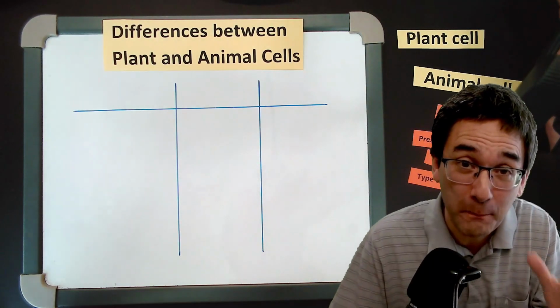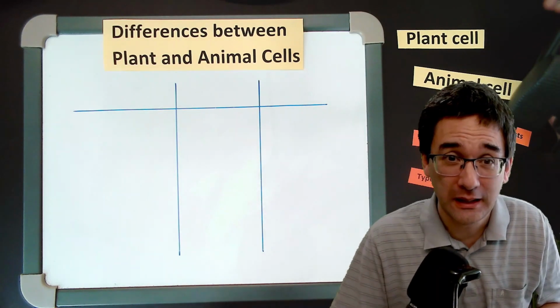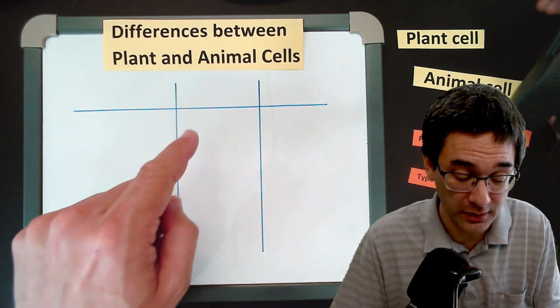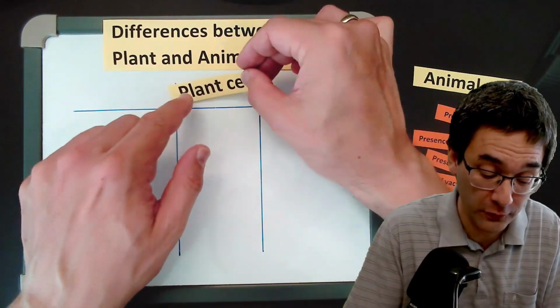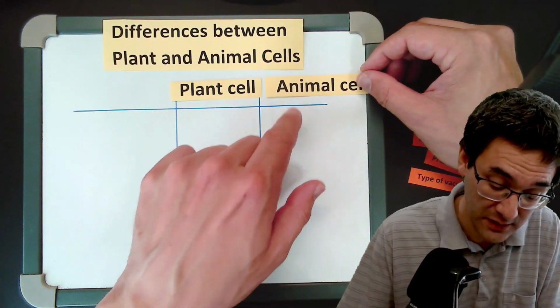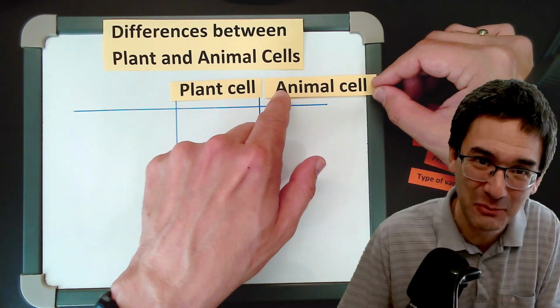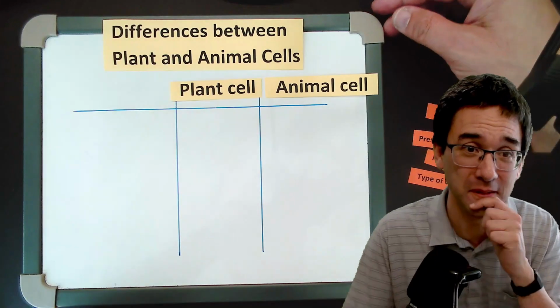Every time you compare something, I recommend that you do some kind of a comparison table. And there are now 3 columns, as a matter of fact. We've got 1 column over here for plant cells, 1 column over here for animal cells. I should have made it a little bit smaller in size. And then, what about here?